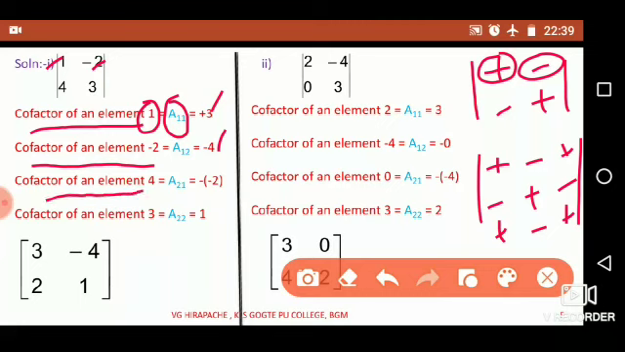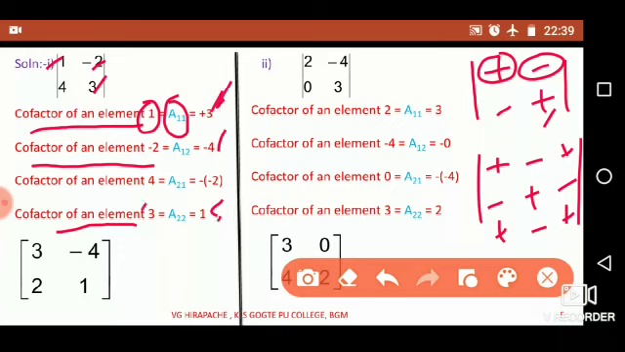Similarly, the cofactor of 4, it lies in the second row, first column. The minor of 4 is minus 2 and that is multiplied with a minus sign. Therefore minus of minus 2 is plus 2. Therefore plus 2 is the cofactor of 4. Finally, we have the cofactor of 3. Let me find out. The minor of 3 is 1 and it is multiplied with a plus sign. Therefore it becomes a cofactor. Therefore the cofactor of 3 is plus 1.